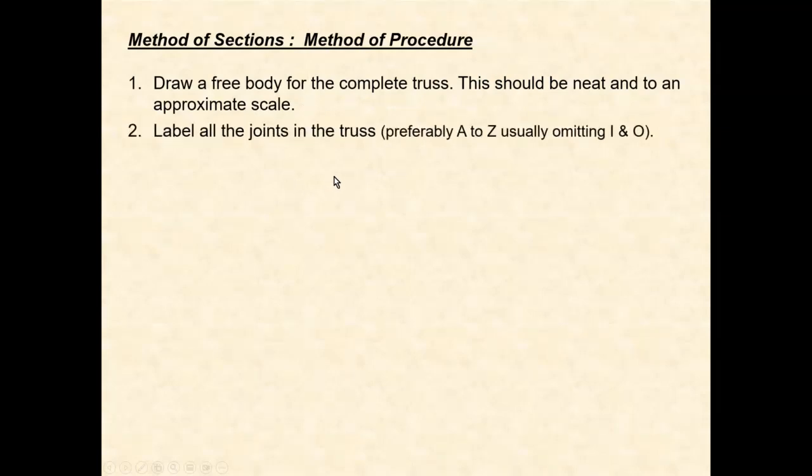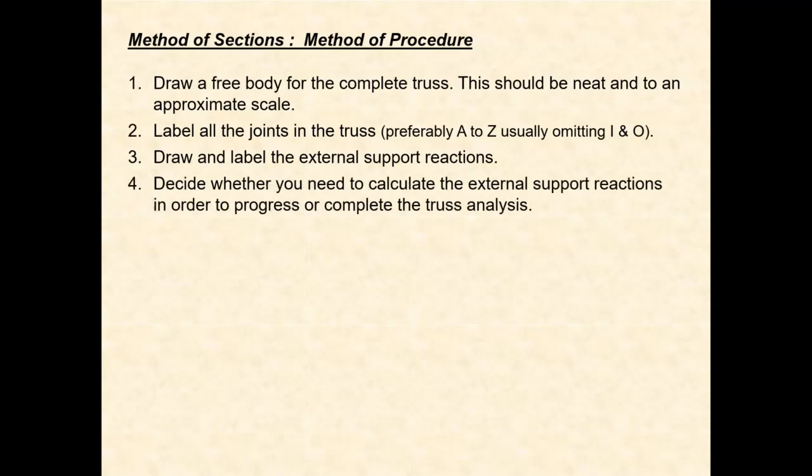Second, with your free body diagram, you can't solve this unless the free body diagram is properly labeled with the proper letters. Proper letters means from A to Z, and you don't include I or O. They are confusing. Third step, you include the labels for the external support reactions if you decide to solve for the reactions. Then, okay, you have to make a decision. You want to find the external support reaction or not.